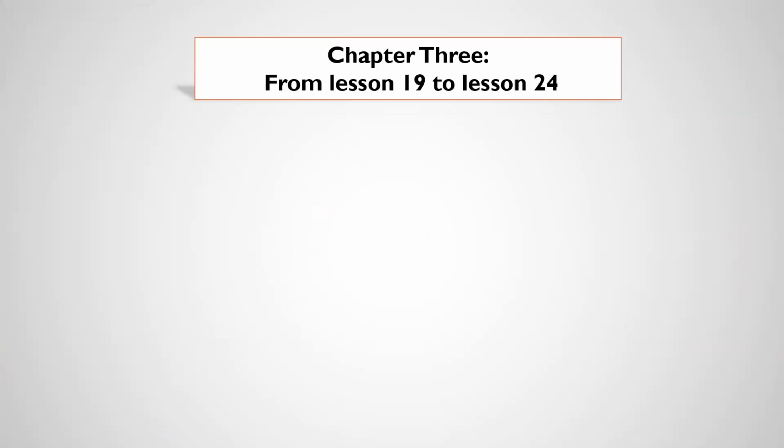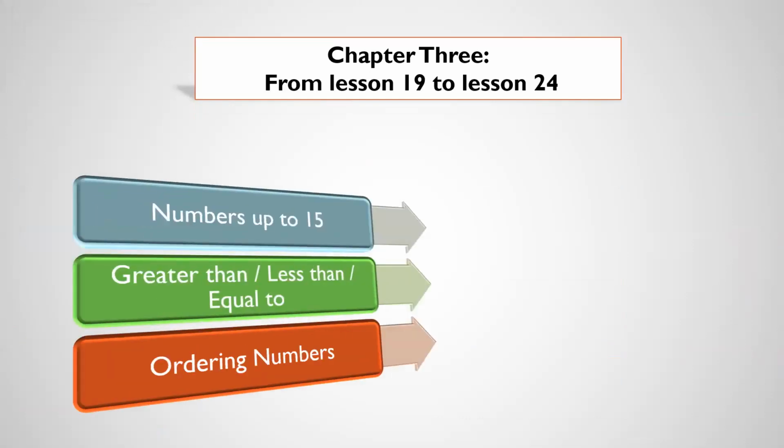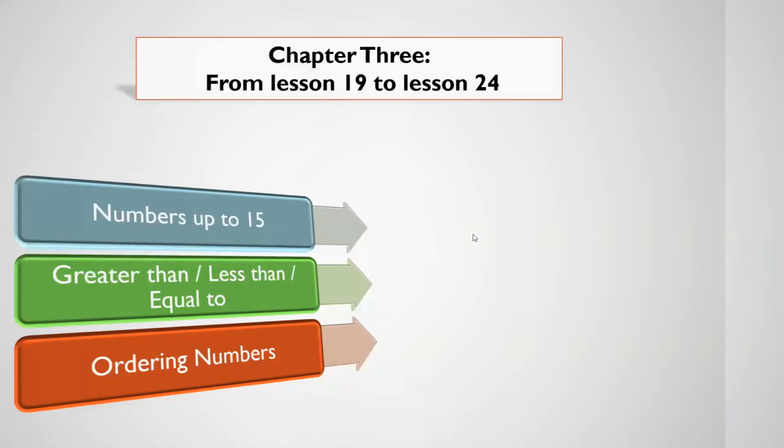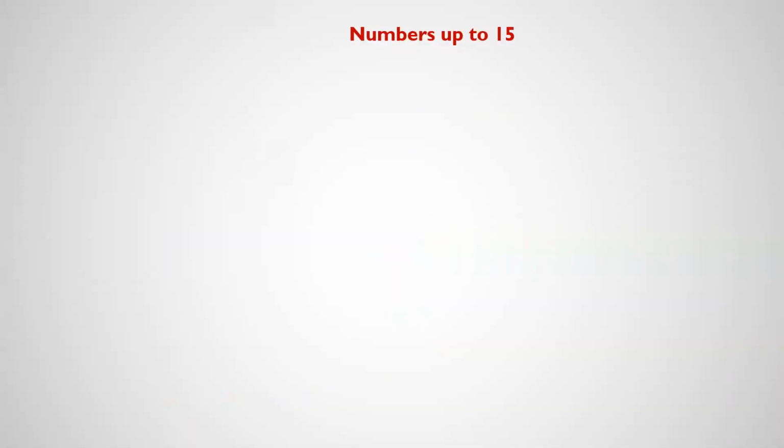Okay, on unit 3 or chapter 3 we have some important lessons which are very important to remember together. First part is talking about the numbers up to 15. We are going to remember together 3 signs which are called greater than, less than, and equal to, and we will remember how we can arrange the numbers. Let's start with the numbers.